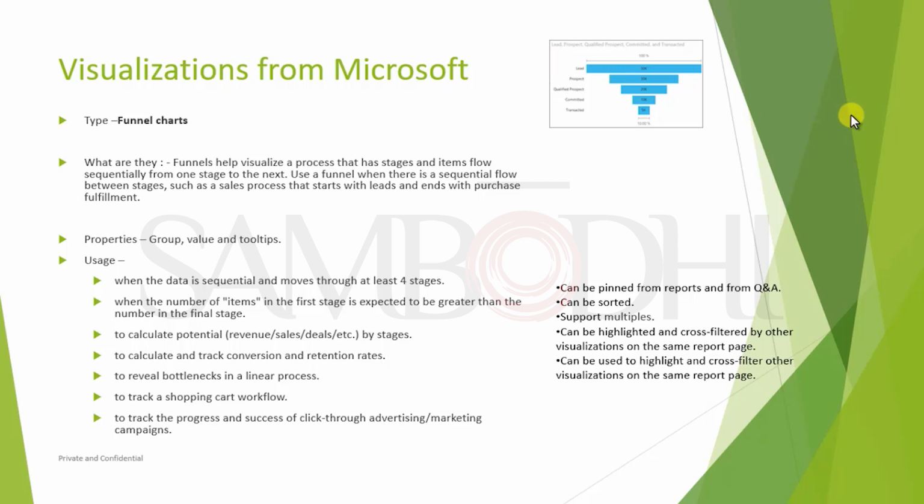Unfortunately, today I do not have that kind of data with me, but please remember, when something inherently moves in a sequential assembly line fashion, you can effectively make use of funnel charts. What are the properties you need to give? There is a property known as group. So basically you can group. The group concept of BI can be used over here.